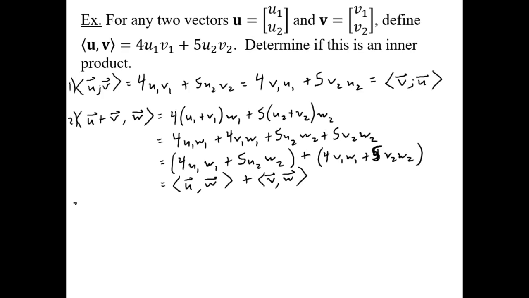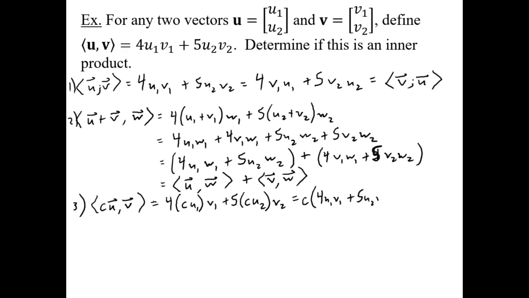The third property dealt with c times u and v, the inner product of cu and v. So this would be 4 times cu1 times v1 plus 5 times cu2 times v2. Both terms have a c, so I can factor that out, and we're left with 4u1v1 plus 5u2v2, and that is certainly c times the inner product of u and v. So we proved the fourth property.